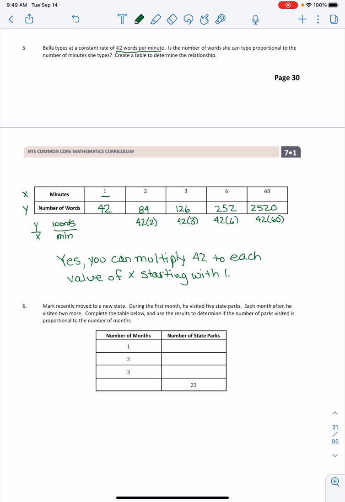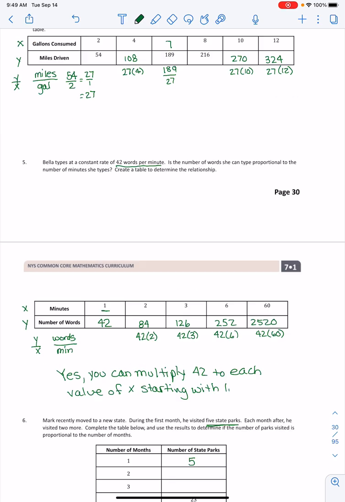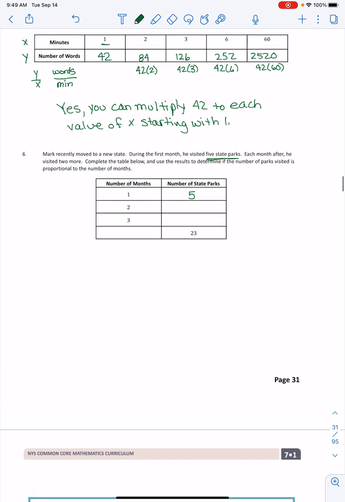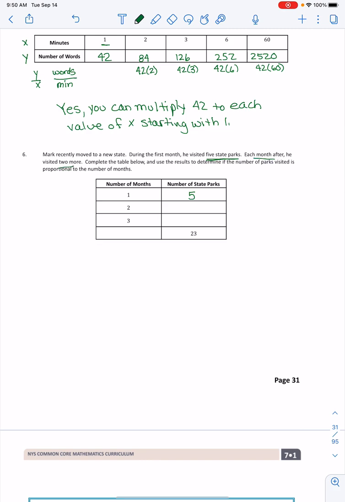Now it says Mark recently moved to a new state. During the first month, he visited 5 states. So month 1, we can put that in. He visited 5 states. Each month after, oh, sorry guys, each month after, he visited 2 more. Complete the table below and use the results to determine if the number of parks visited is proportional to the number of months.